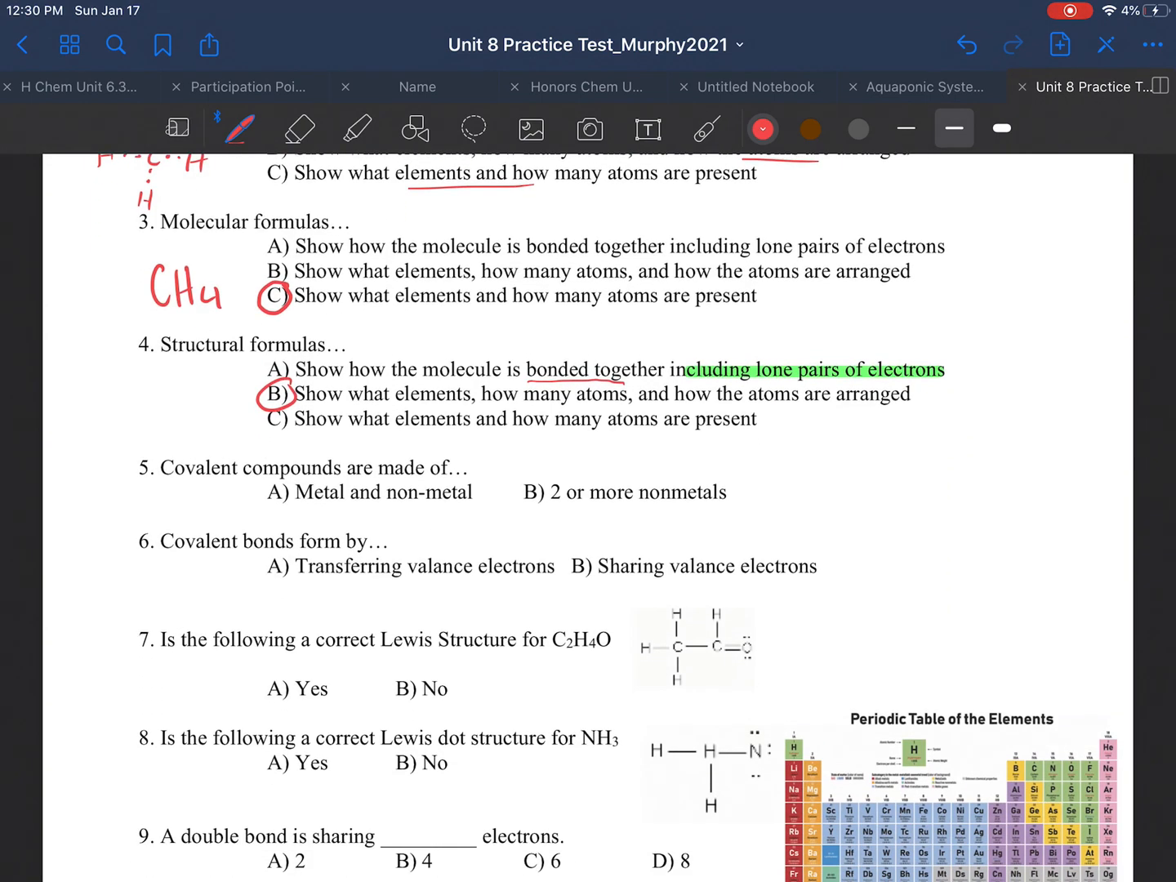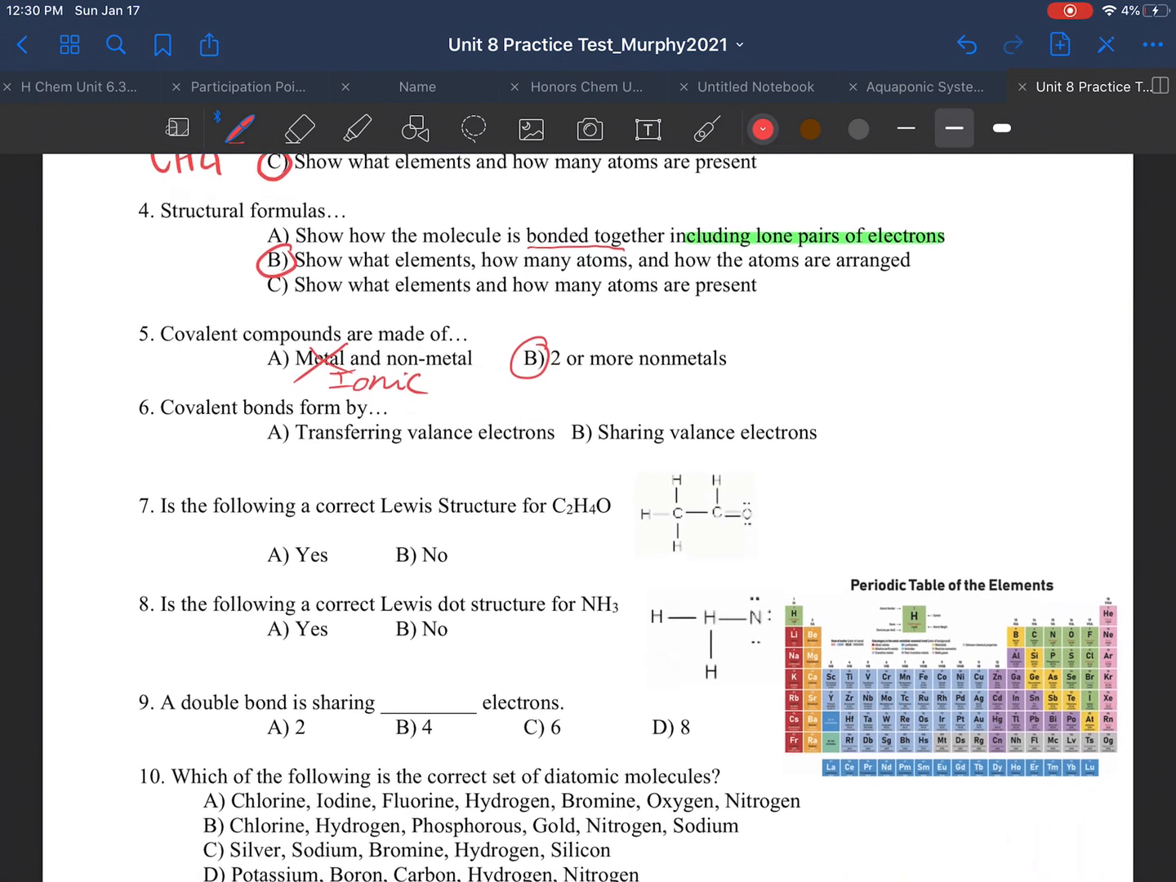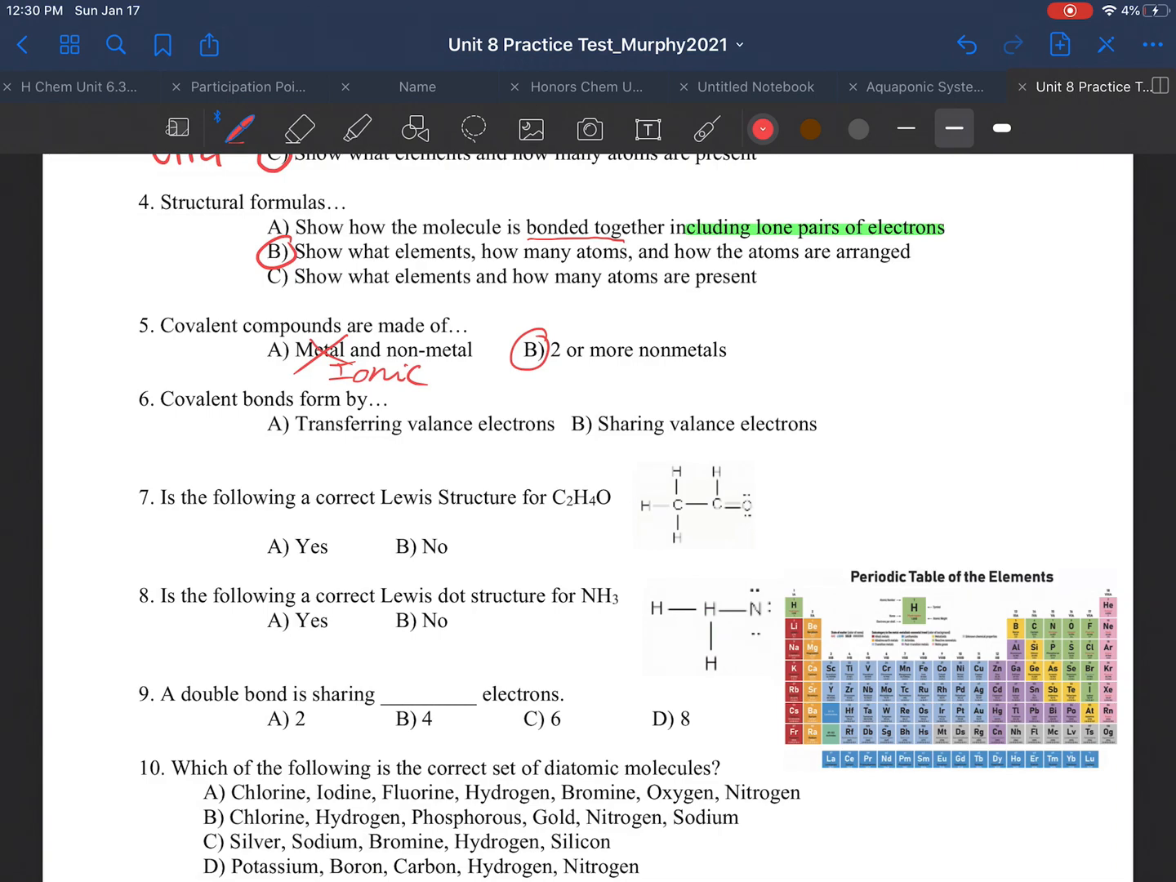Number 5. We kind of covered this in number 1, it was an application of it. Covalent compounds are made of two or more nonmetals, not metals. When you see a metal and a nonmetal, this is going to be ionic, which we'll talk about next unit. Covalent bonds are formed by the sharing of valence electrons. That was the first definition that we talked about in this unit.